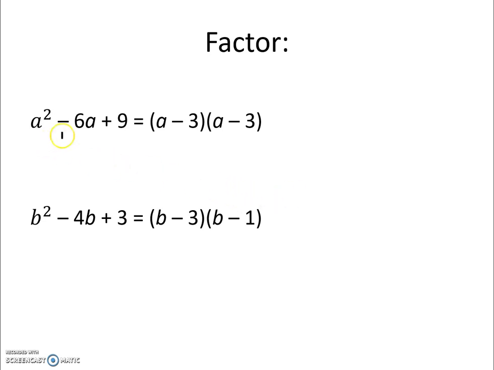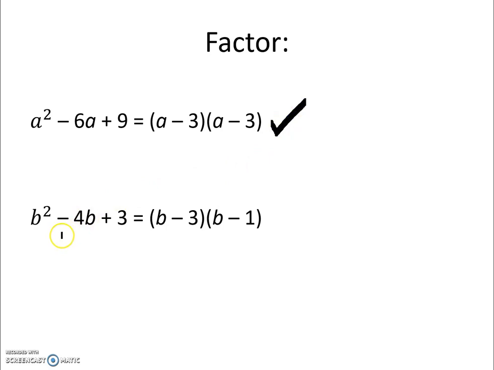Another pattern is when we have a negative in the middle and a positive on the outside right term. So two factors of positive 9 that will add up to a negative 6 in this case are negative 3 and negative 3. And of course we know a squared factors into a times a. So our factors for a squared minus 6a plus 9 are a minus 3 times a minus 3.